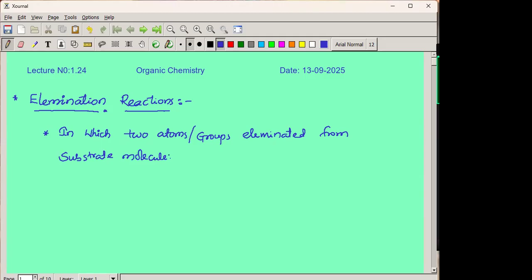So those reactions are called elimination reactions. These elimination reactions are classified into three types, that is alpha elimination reactions, beta elimination reactions, and gamma elimination reactions. Already we discussed. This is a classification. Elimination is either from the alpha carbon atom, that is alpha elimination, the beta carbon atom, beta elimination, or the gamma carbon atom, that is gamma elimination reactions.